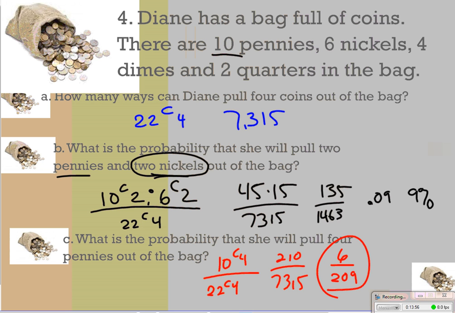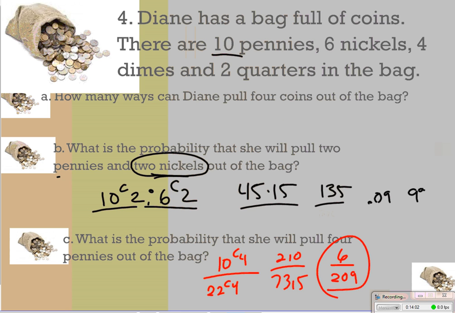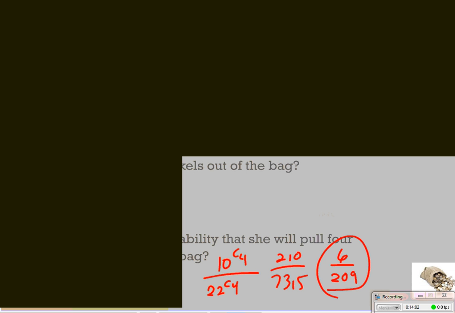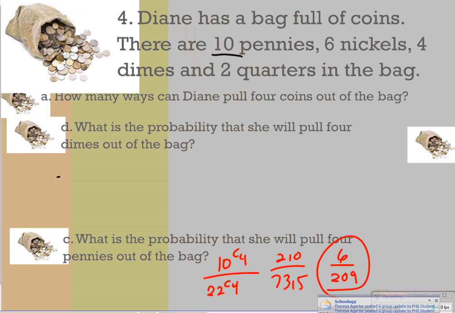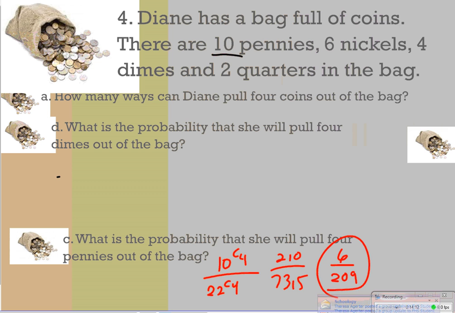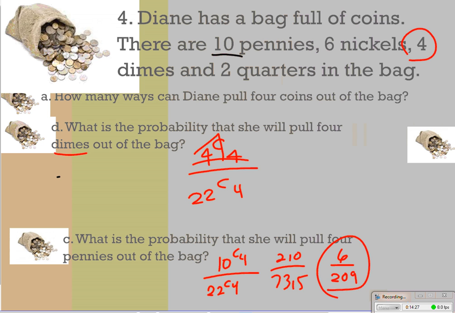All right, so let's erase this first part. Let's get these out of the way. Let's pull up the next one. What's the probability she will pull 4 dimes out of the bag? Well, 4 dimes. There's only 4 dimes in the bag. That means I've got to go 4 choose 4 over the 22 choose 4. So 4 choose 4 is just 1. So that means the probability of me doing that is going to be 1 out of 7315.